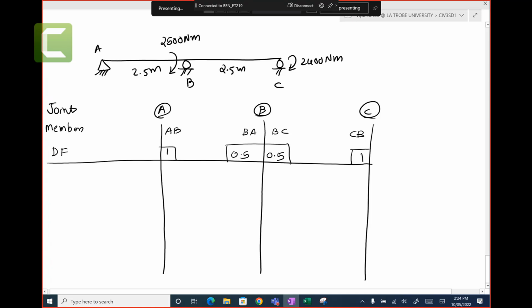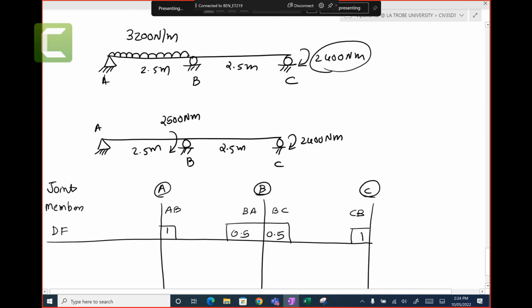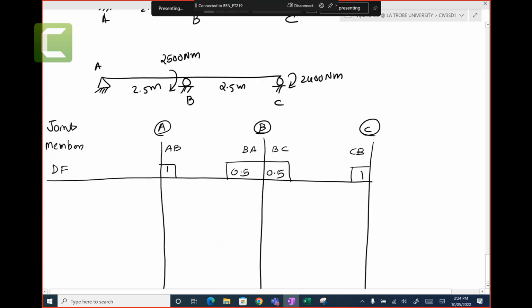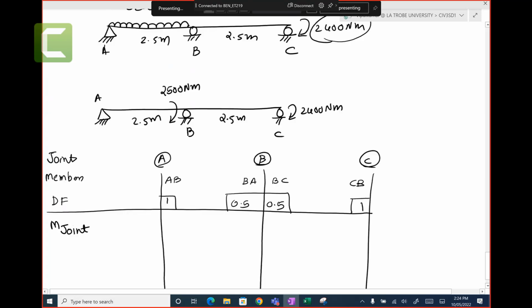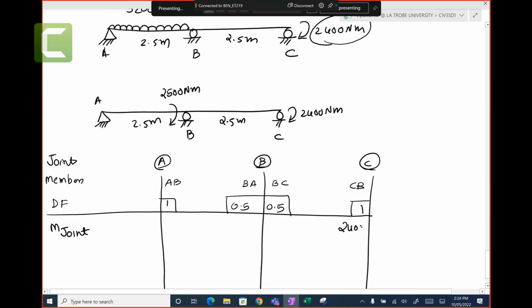Then here we have the joint moments. You can look at the original one, joint moments. That's what we need to start with. When you have a concentrated moment, that's your starting point. So instead of fixed end moments, we write M joint. And that M joint is sitting at CB, 2400. There is zero joint moment here at the start.